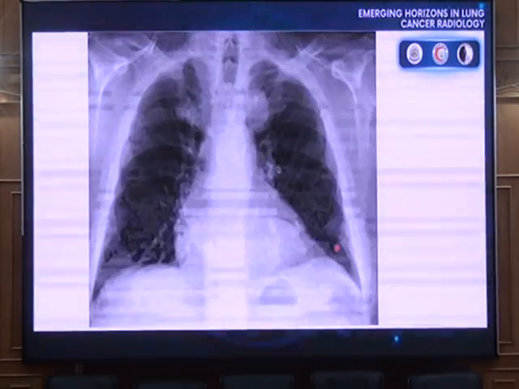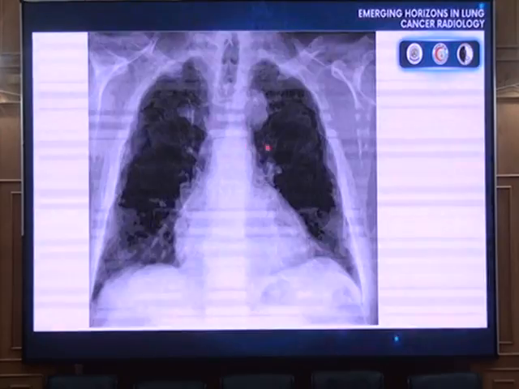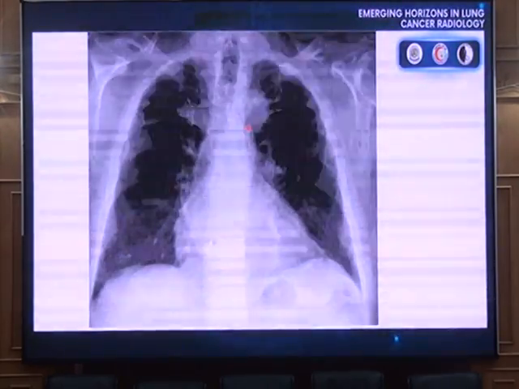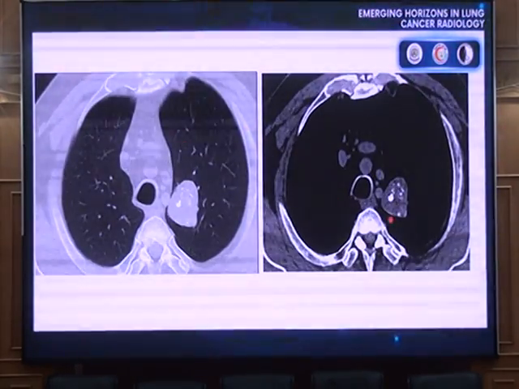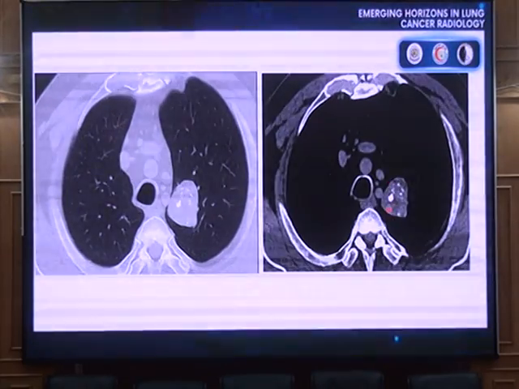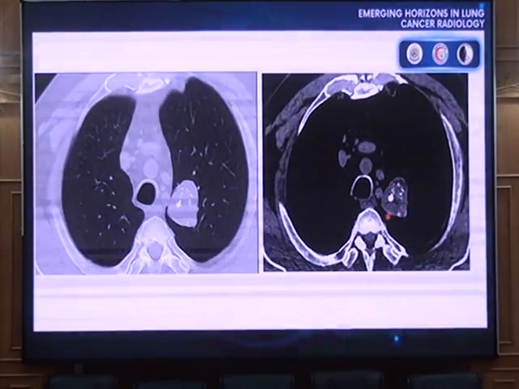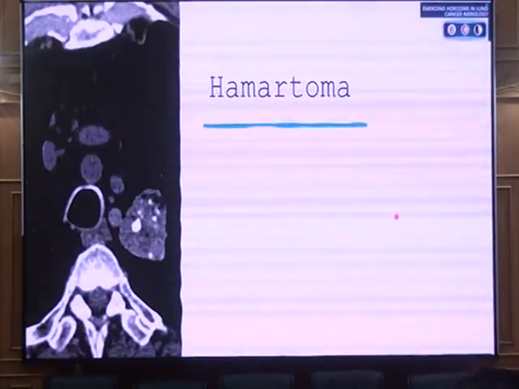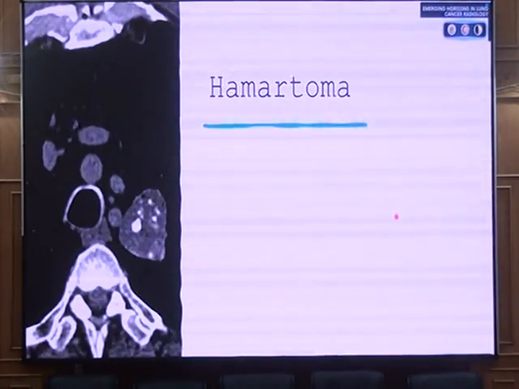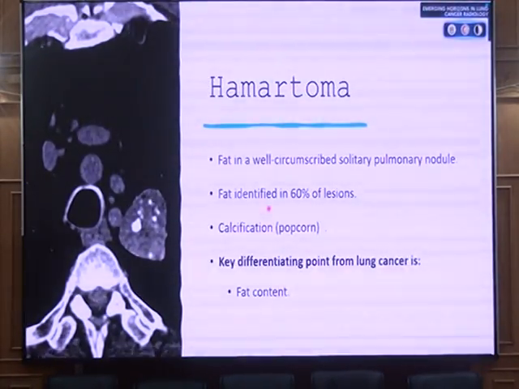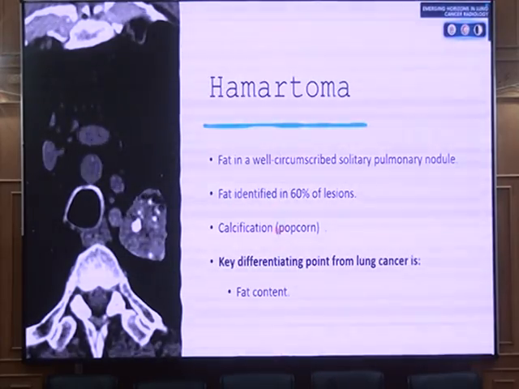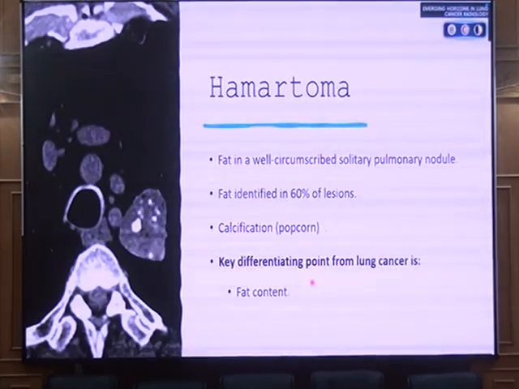As you see in the chest X-ray, there is a well-defined left parahilar mass. However, on the CT chest, this lesion appears well circumscribed with focal calcifications and areas of fat density. This lesion was a hamartoma, which is a benign lung tumor characterized by fat within the lesion and foci of calcification, which is usually focal. And the key differentiating point here is the fat content.